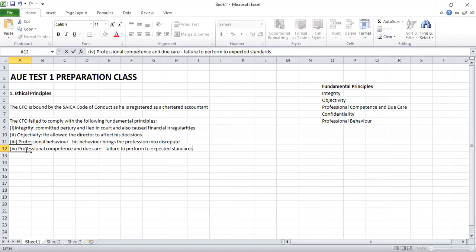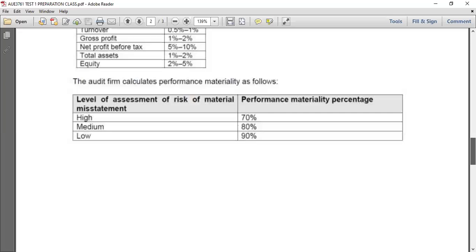Any questions? So those are the fundamental principles. You just have to go through your scenario and look at pointers that can be in breach or that can cause threats to the integrity, objectivity, competence, confidentiality, and professional behavior of the accountant. Any questions? Right. So let me quickly move to the next one.